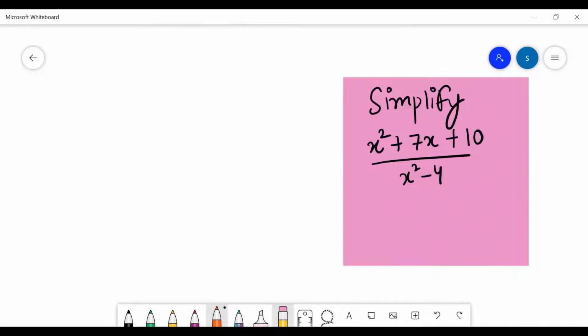Okay, here we have another sum. Again, here you have two algebraic expressions, one in the numerator and one in the denominator. You just have to factorize them completely and then cancel. So let's start with the numerator here. Numerator is x squared plus 7x plus 10.